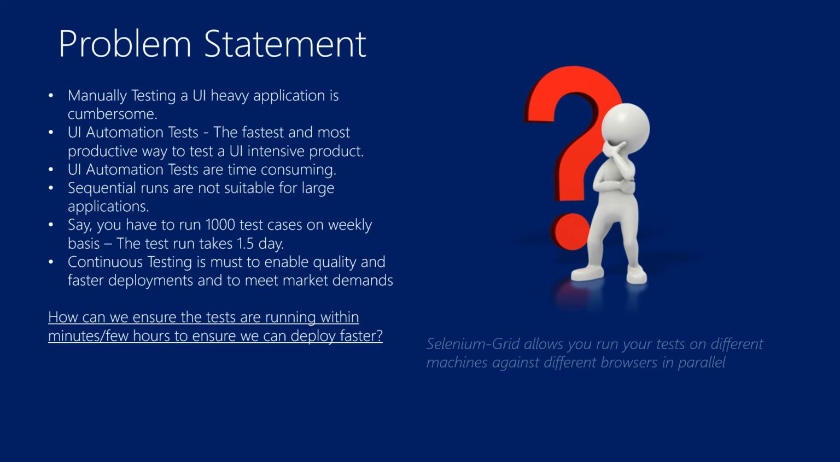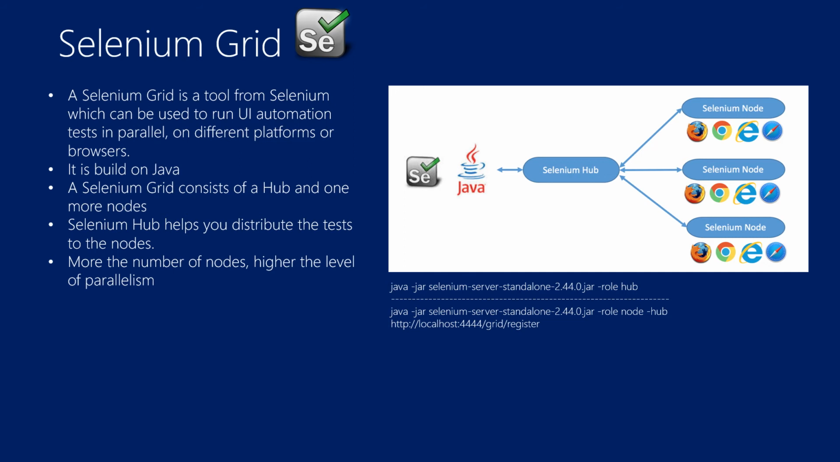So how do you do it? You do it using Selenium Grid. Selenium Grid allows you to run your tests in parallel using different machines against different browsers. So let's understand what Selenium Grid has to offer. Selenium Grid is a tool from Selenium. It can be used to run UI automation tests in parallel on different platforms or browsers.